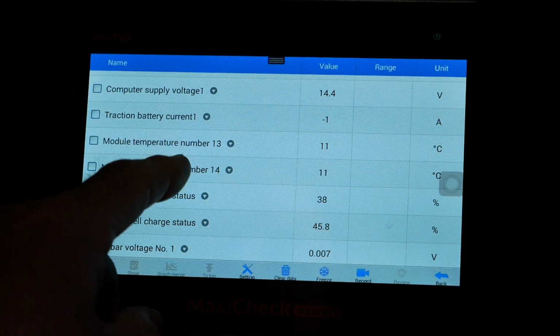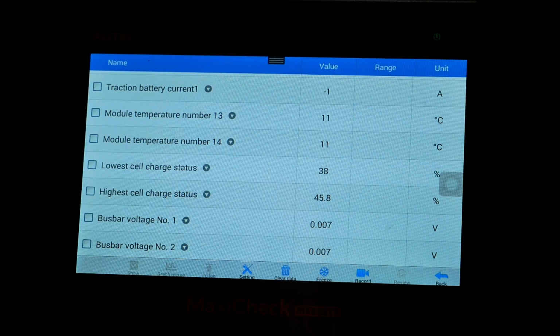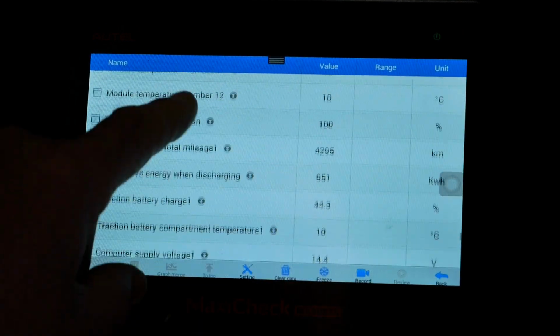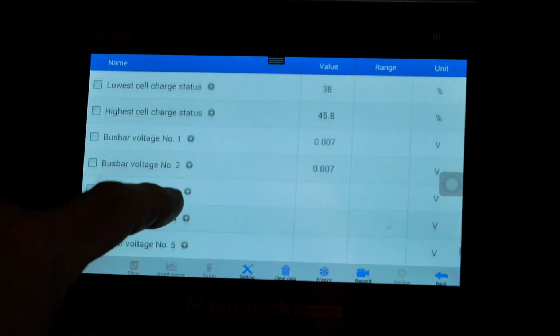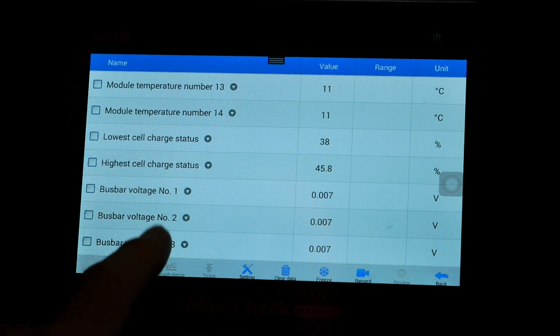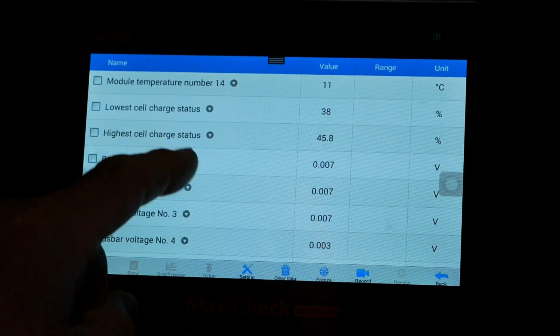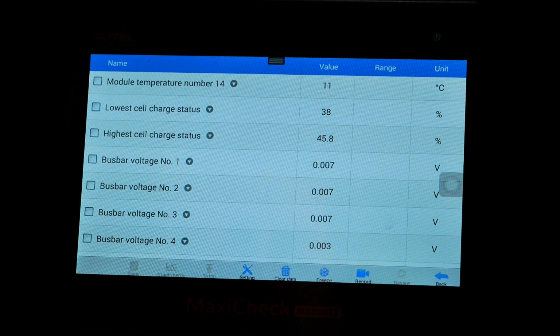We're back on to some module temperatures again. They're 11 degrees for module 13 and 14. Let's just see if these others have gone up. No, they haven't. The others are still at 10 degrees. The lowest cell charge status, 38%. Highest cell charge status is at 45.8%.